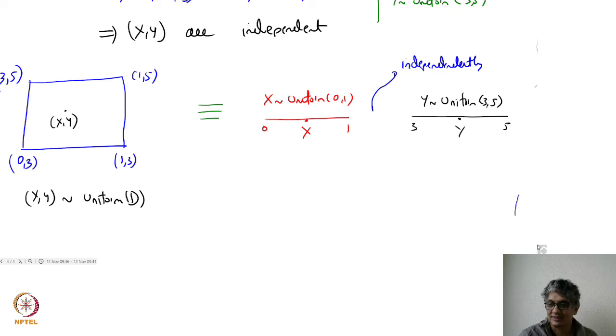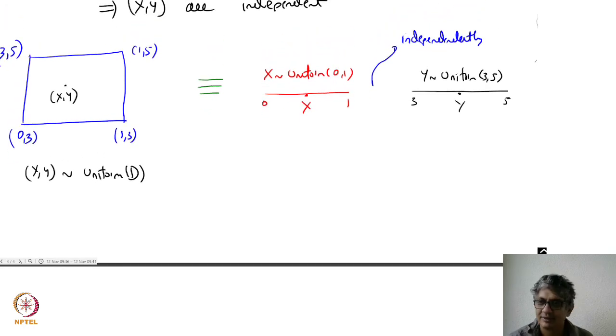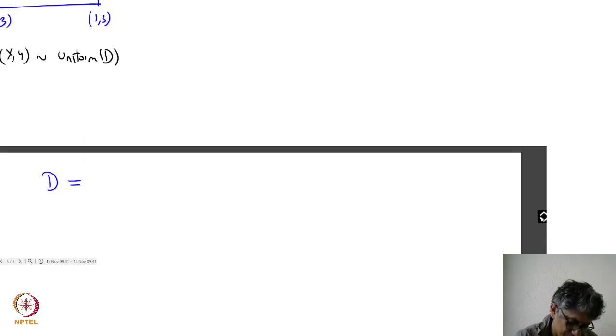So that's what this means: the x and the y are independent in that sense. You can choose them independently, uniform in 0, 1 and 3, 5, and that's the same as choosing a point uniformly in the rectangle. But the rectangle is kind of crucial to this idea. So suppose I do the following. Let's do the next example. Let me continue the example. Suppose we change D. This is always true.